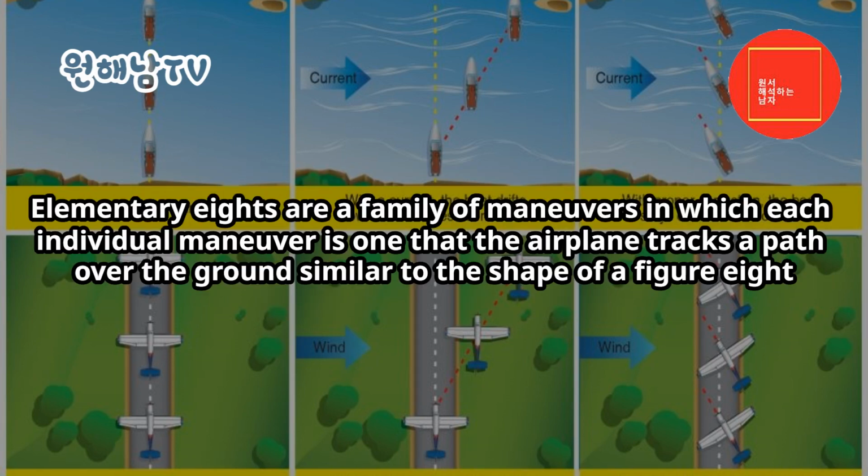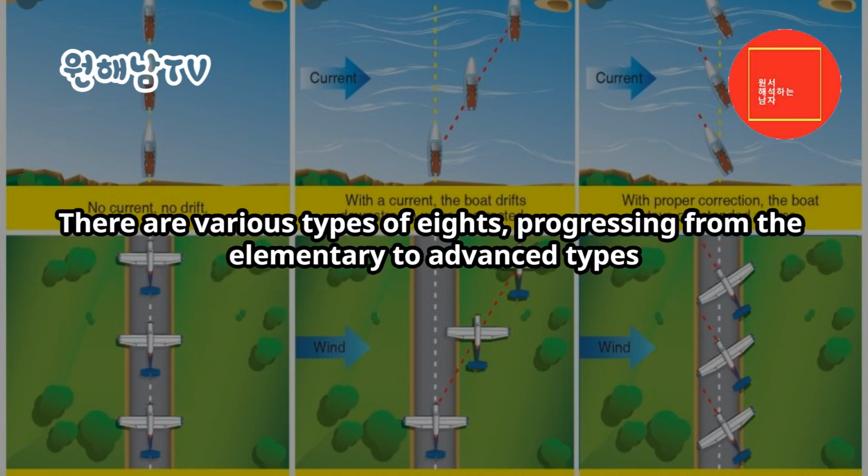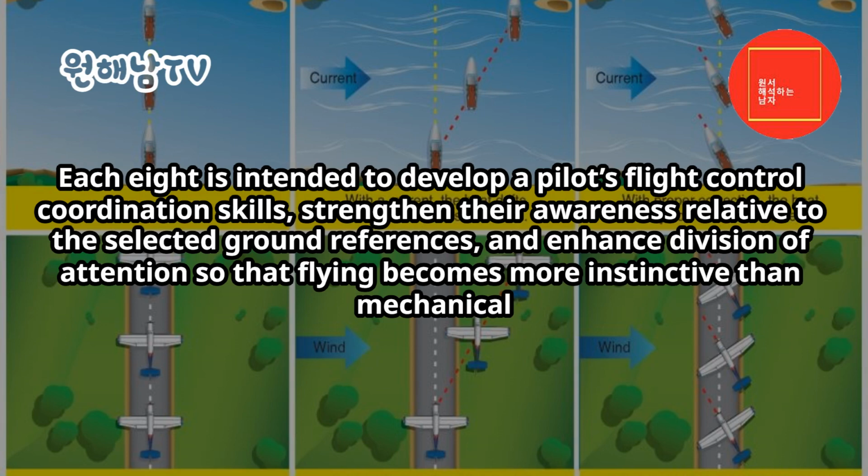Elementary eights. Elementary eights are a family of maneuvers in which each individual maneuver is one where the airplane tracks a path over the ground similar to the shape of a figure eight. There are various types of eights, progressing from the elementary to advanced types. Each eight is intended to develop a pilot's flight control coordination skills, strengthen their awareness relative to the selected ground references, and enhance division of attention so that flying becomes more instinctive than mechanical.